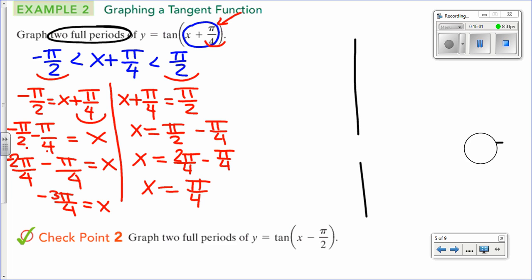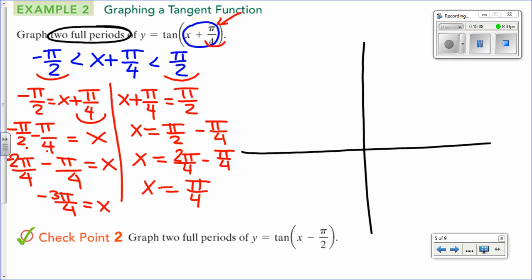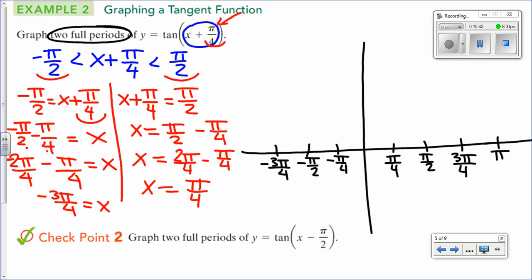Okay, go ahead with that. So, pi over 4, pi over 2. What will be next? Going in the negative direction, so this will be negative pi over 4, negative pi over 2. The next one will be negative 3 pi over 4. And I think we could squeeze 2 periods there. I don't think so. We're going to need a little bit more space. Okay, so I'm going to start by graphing those.